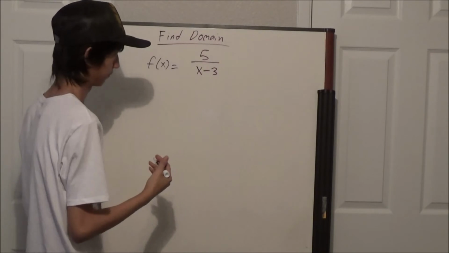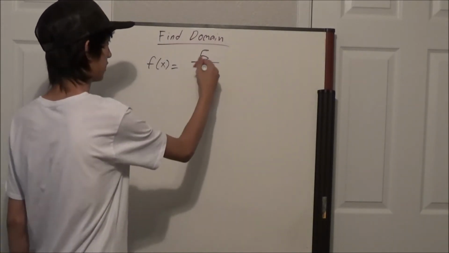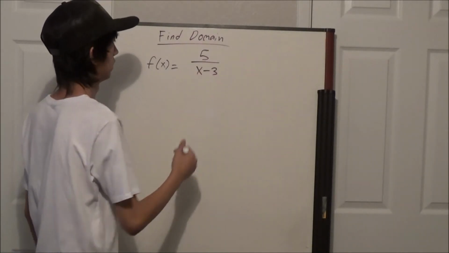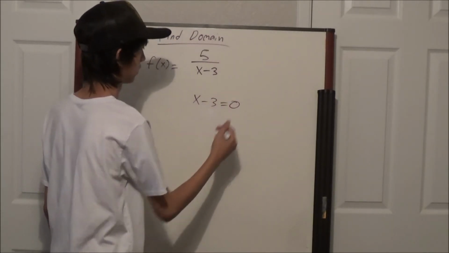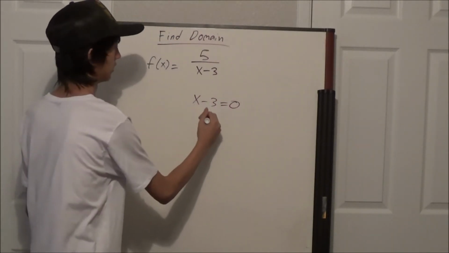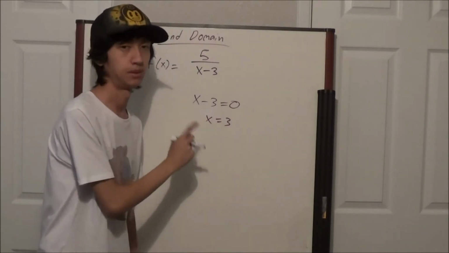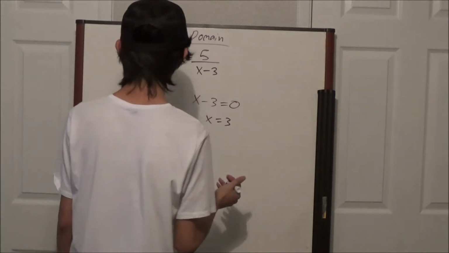So to do that, where does x become 0? Just do the same thing like the square root. X minus 3 is 0. X is equal to 3. So this means that x cannot be 3. Okay? So our domain, I'll write it right here.